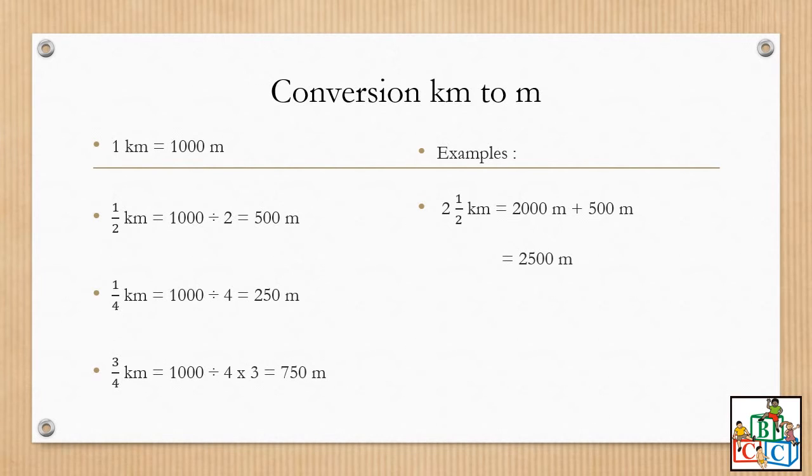Let us take another example. 3.25 kilometers. How many meters? So you already know 3 kilometers goes to 3000 meters. 1/4 kilometer is equal to 250 meters. So 3.25 kilometers is equal to 3250 meters. I hope it is very clear.